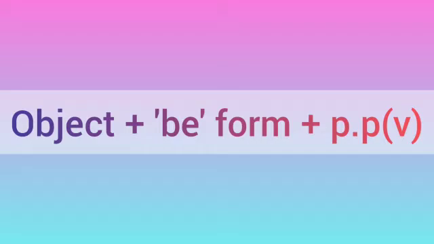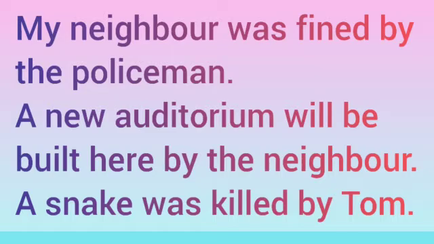When the verb denotes an action that is received by the subject, the verb is said to be in the passive voice. For example, one more, you see: My neighbor was fined by the policeman. A new auditorium will be built here by the neighbor. A snake was killed by Tom.